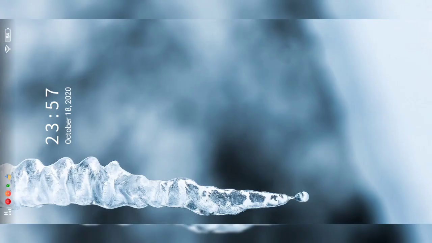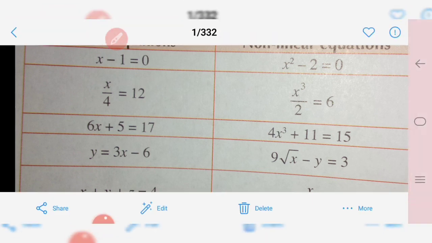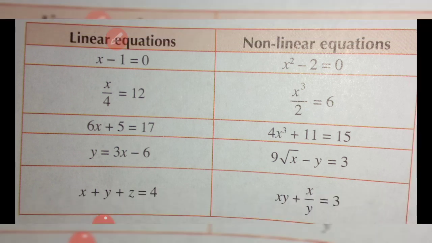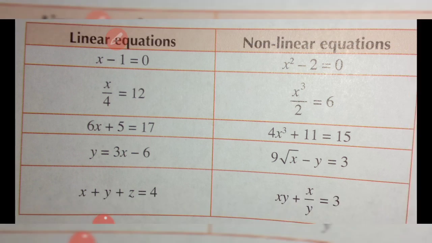Now, on the screen you can see a picture which shows two columns, linear equations and non-linear equations. Actually our algebraic equations are of two types. The first is linear equation and the other is non-linear equation. So what are basically linear equations? If you look at the word linear, if you search the meaning of this word in dictionaries, you get that linear actually means one direction, straight, either going up, either going down, no right, no left, no up, no down.